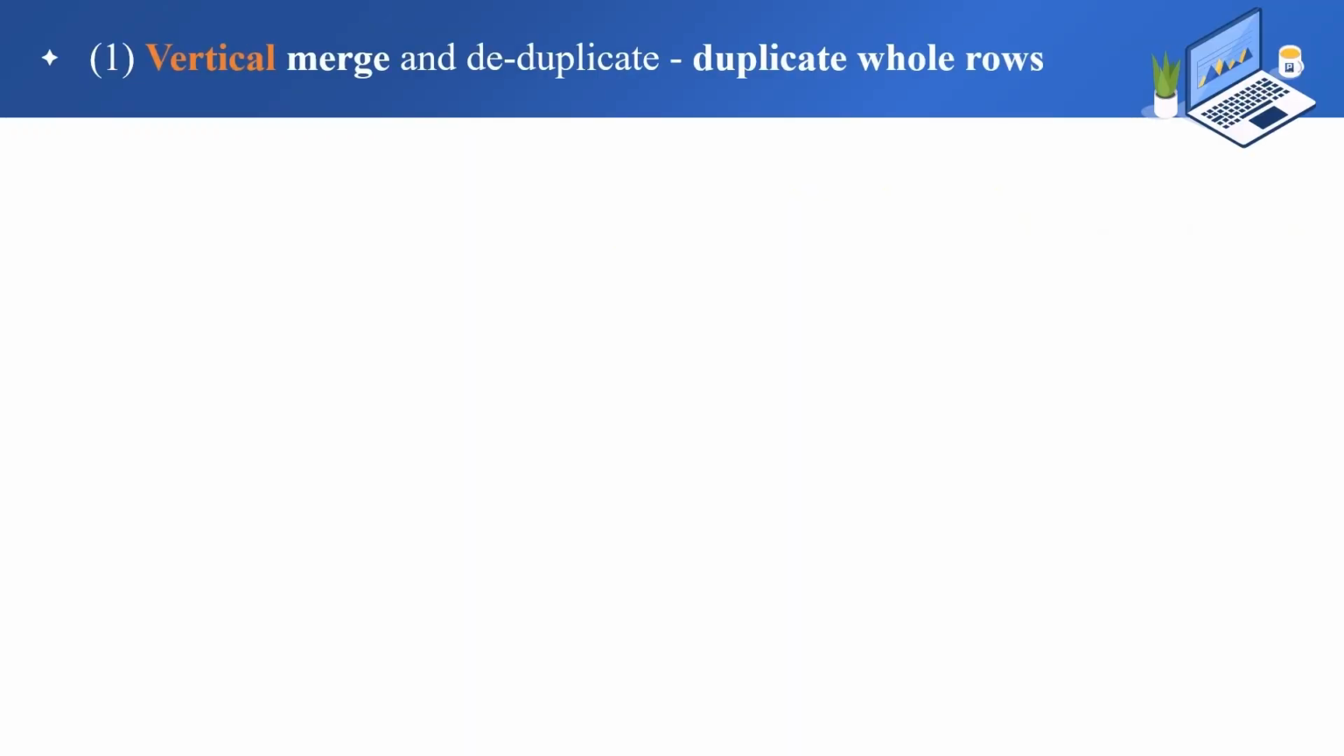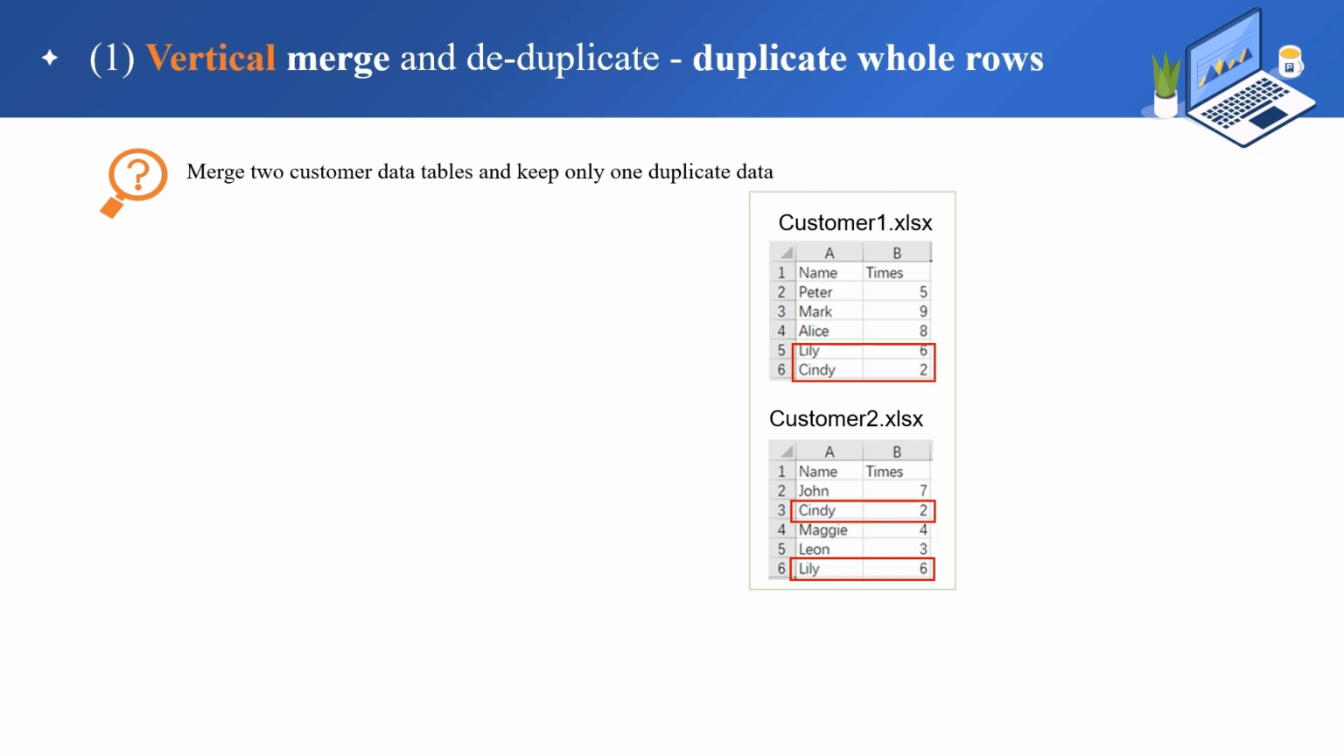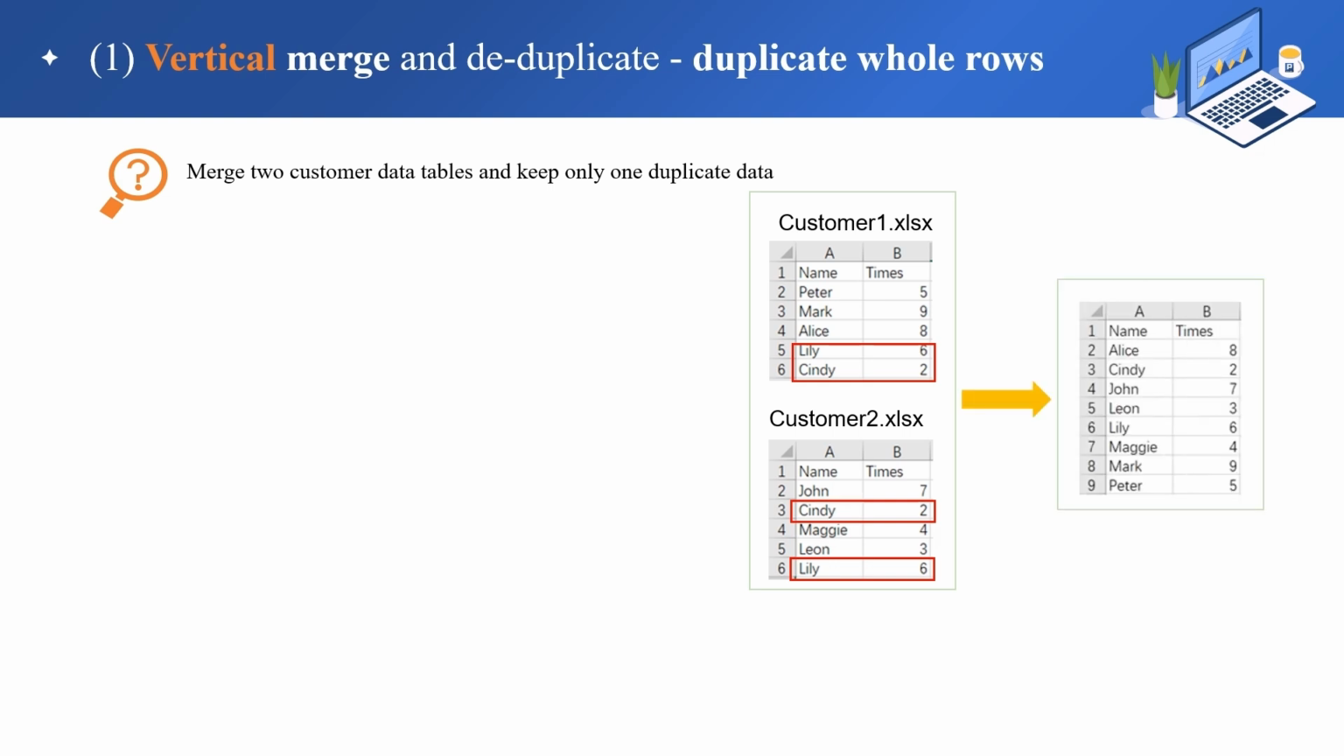1. Vertical merge and deduplicate, duplicate whole rows. For example, there are 2 Excel tables, each storing part of customer data, and there are duplicates in the 2 tables. As shown in the figure, both tables have the data of Lily and Cindy. Now we are required to merge the 2 tables, and take the data of the whole row as criteria for judging duplication. If the data of the whole row are duplicated, keep only one row of data.